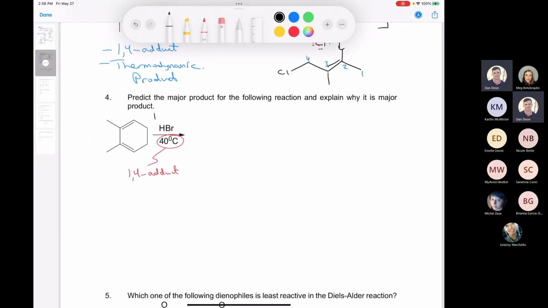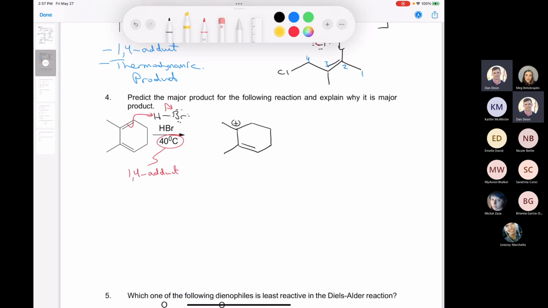I'll draw my HBr molecule. And let's draw the proton transfer like this, and let's draw our allylic carbocation. So we end up with something that looks like this. We have our carbocation here, and there we have it. But remember, if we're at 40 degrees Celsius, what we're going to get is the 1,4 product. Right? And the 1,4 adduct is going to be more stable.